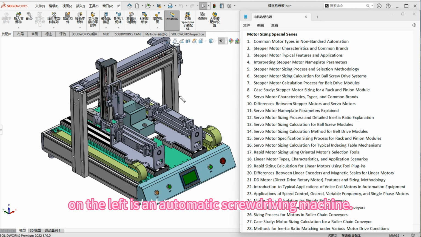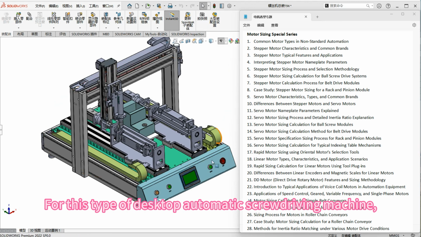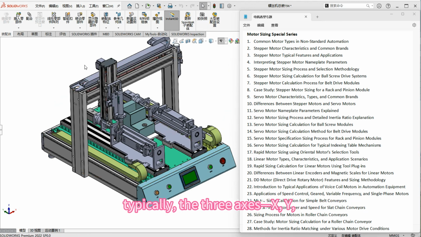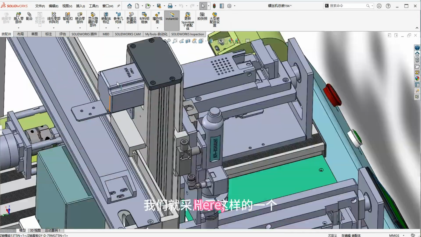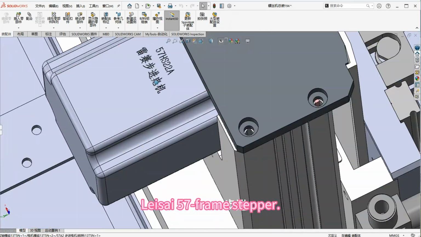Today, we are learning the second lesson of the series, how to choose stepper motor types, models, and brands. As you can see, on the left is an automatic screw-driving machine. For this type of desktop automatic screw-driving machine, typically, the three axes X, Y, and Z all use stepper motors. Here, we have used a lithium 57 frame stepper.